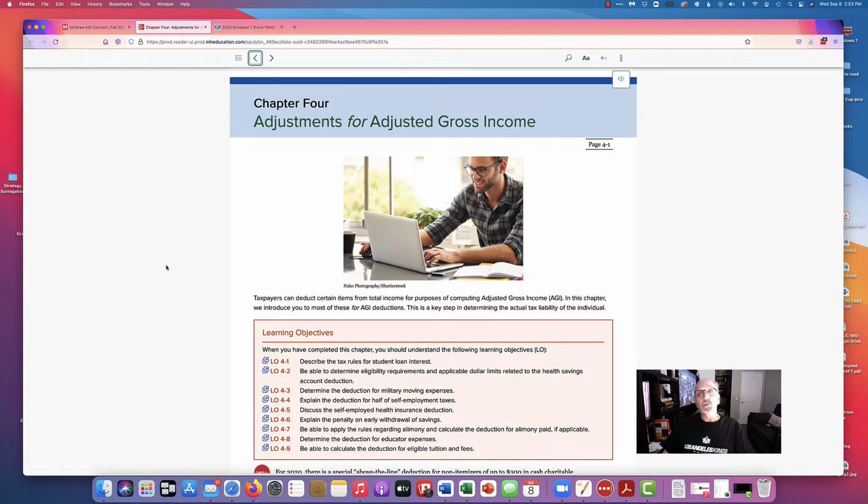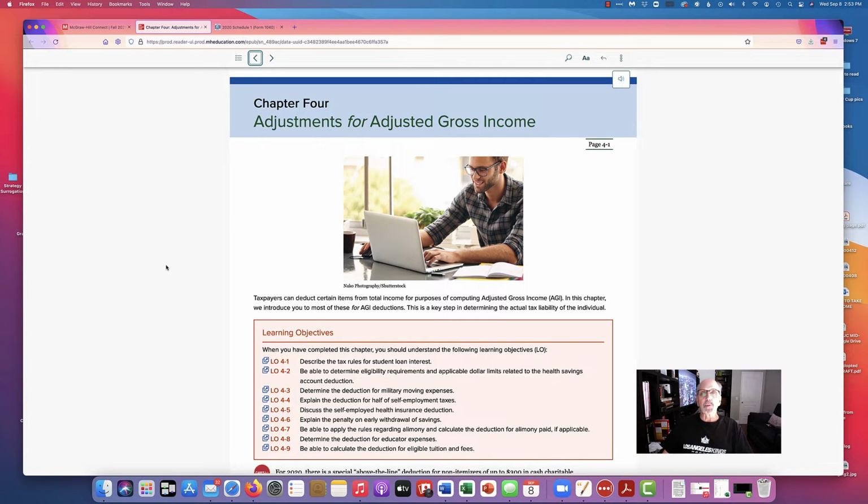Learning objective number 2 deals with HSAs, health savings accounts, and the deduction for that. HSAs are tax-exempt savings accounts for qualified medical expenses. For individual coverage maximum, the aggregate contribution an individual under 55 can make to an HSA is $3,550. For family coverage with a contributor under 55, the maximum aggregate annual contribution is $7,000. If the taxpayer is 55 or over, he or she may contribute an additional $1,000 in 2020.